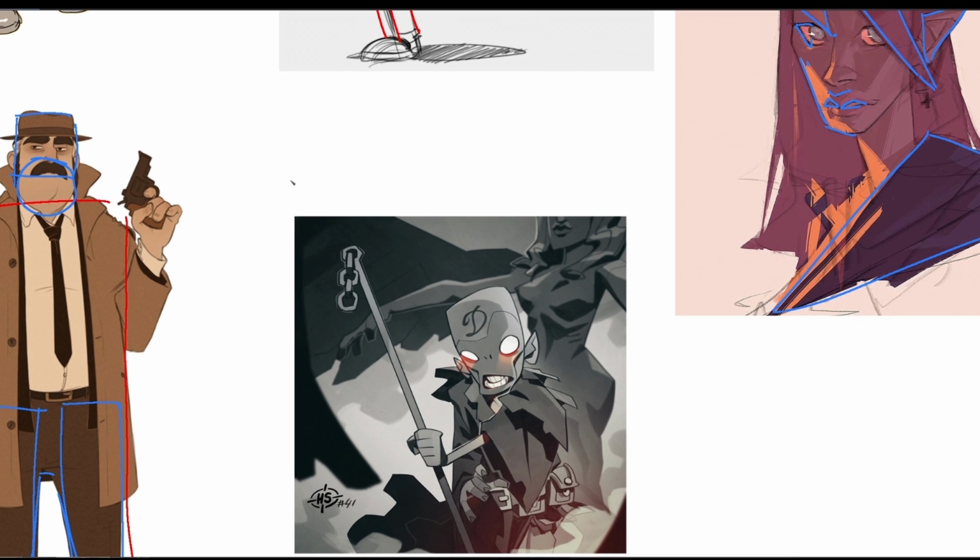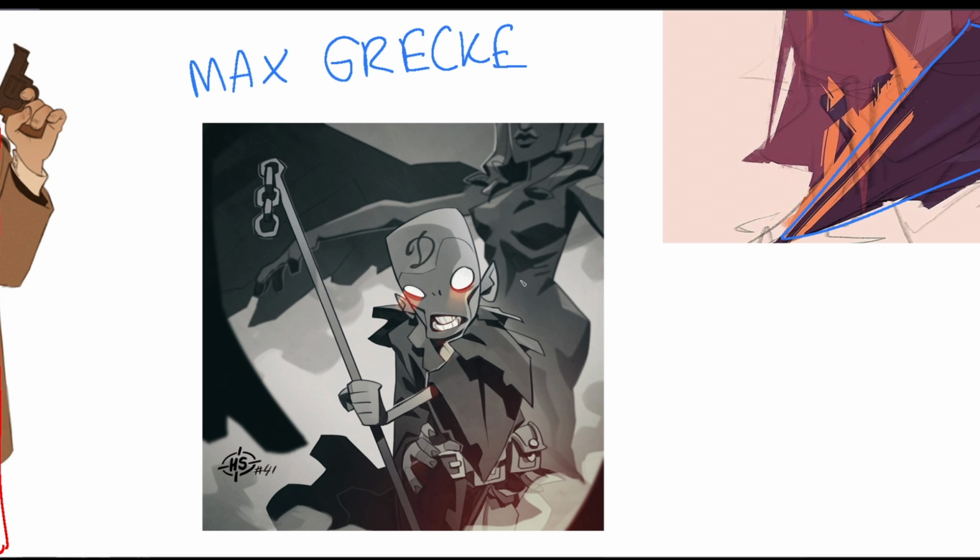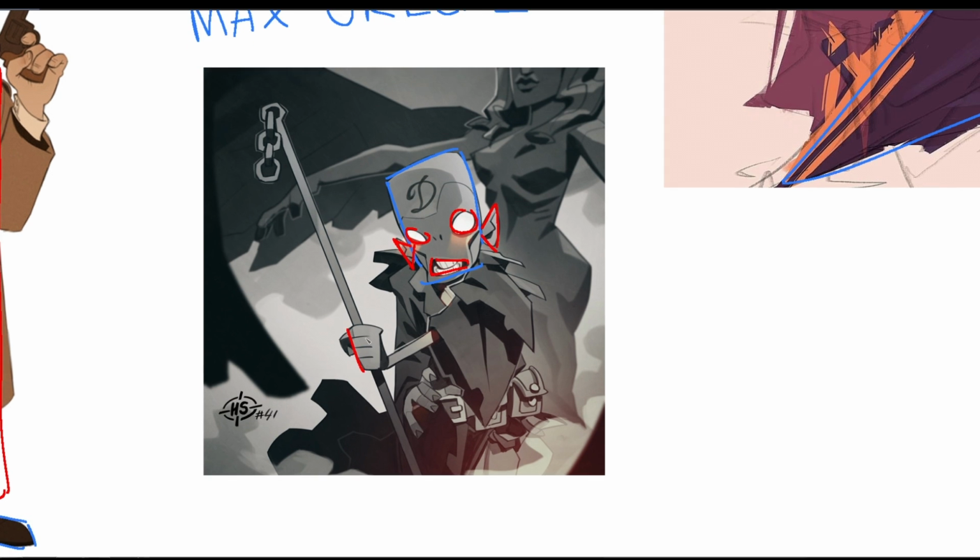We have Max Greg. Not sure if I spelled that right. Max Greg has really, really cool shapes. So the very obvious, I guess we could just encompass the whole thing. Triangle mouth shape, circular eyes, triangular ear, hand is quite square, square. This is more on the triangular side over here.